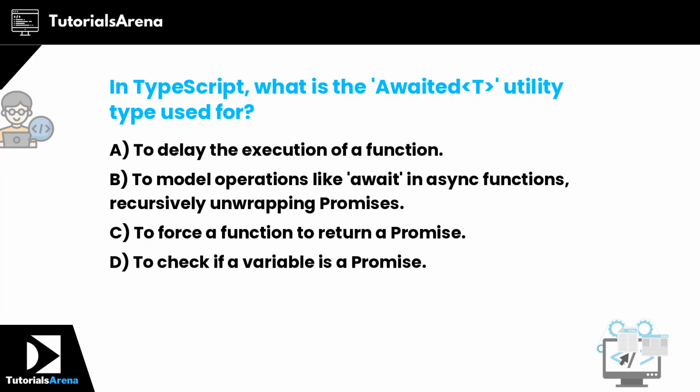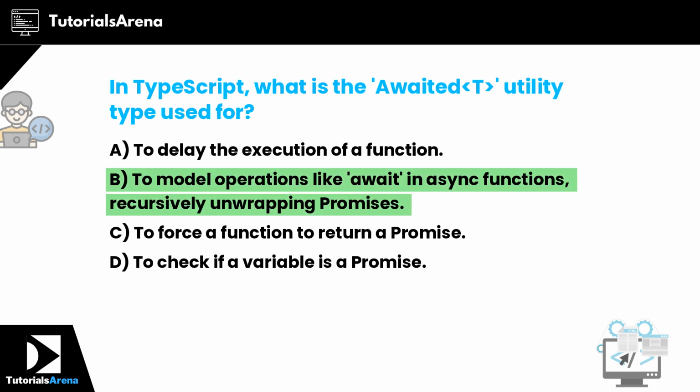In TypeScript, what is the Awaited<T> utility type used for? The correct answer is option B. To model operations like await in async functions, recursively unwrapping promises.